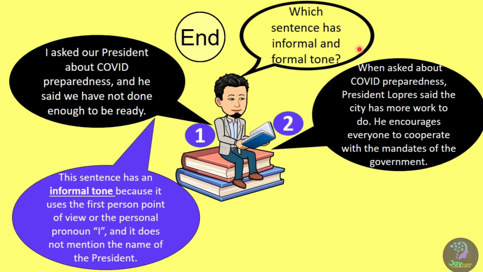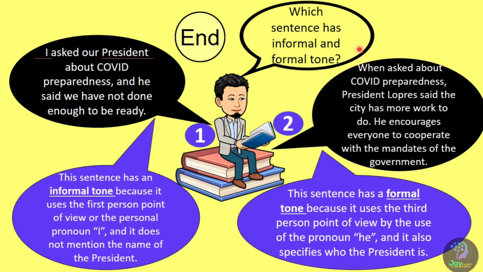This sentence has an informal tone because it uses the first-person point of view, or the personal pronoun I. And it does not mention the name of the president. While this sentence has a formal tone because it uses the third-person point of view by the use of the pronoun he, and it also specifies who the president is.